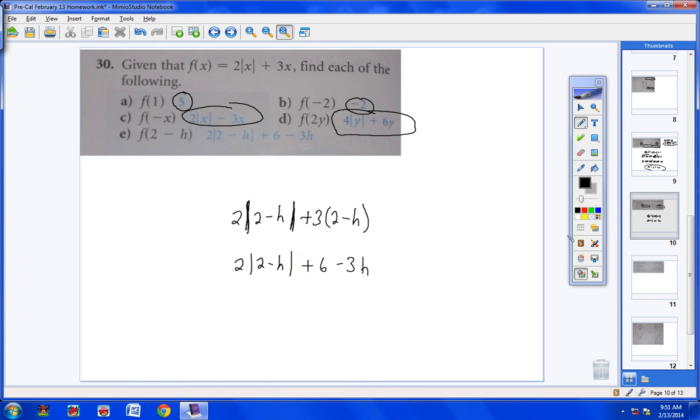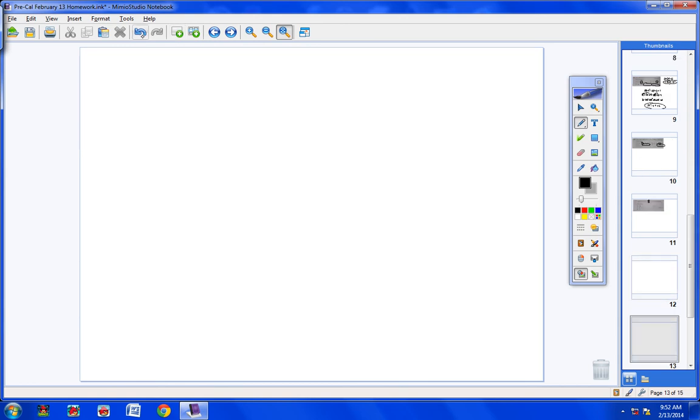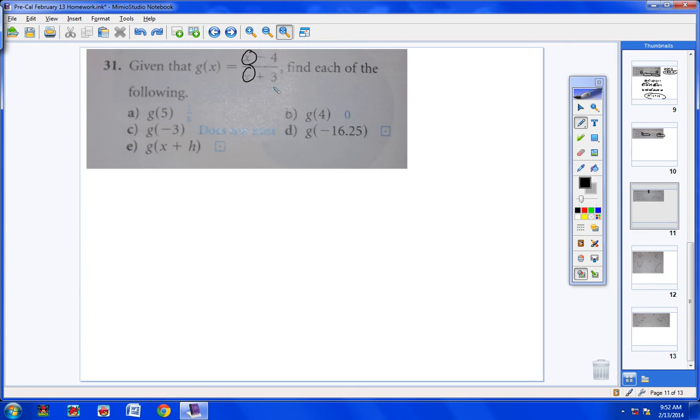All right. Let's move on now to number 31, and we'll be finished with the more difficult problems, and the rest of the homework's pretty easy. Okay, g of 5. Here's an x, here's an x. I'm going to substitute 5 in. So here's the x's. I'm going to substitute 5 in for x, so I would have 5 minus 4 over 5 plus 3. That would be 1/8, and that is the answer right here, 1/8.